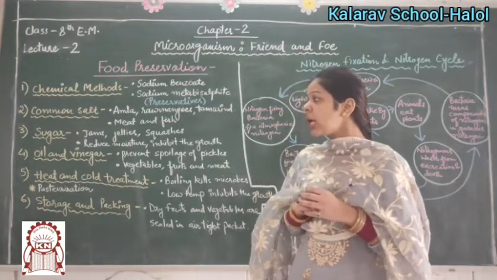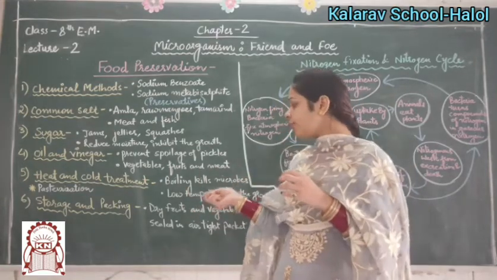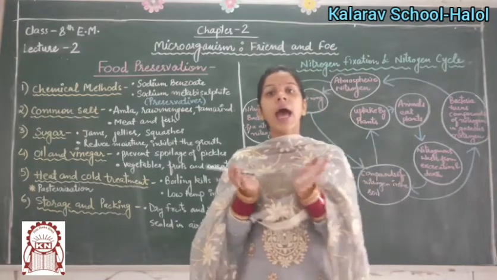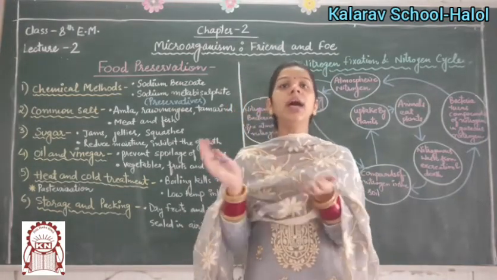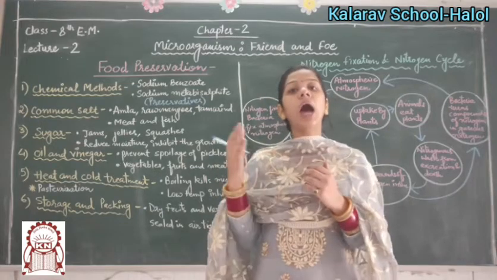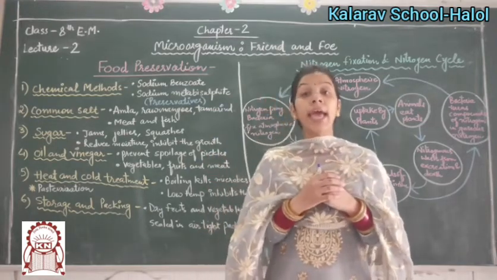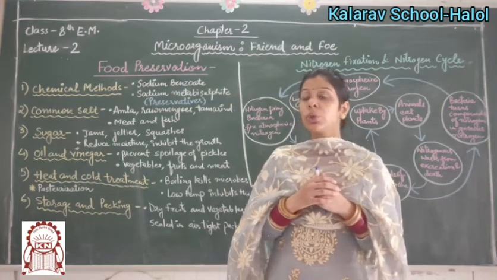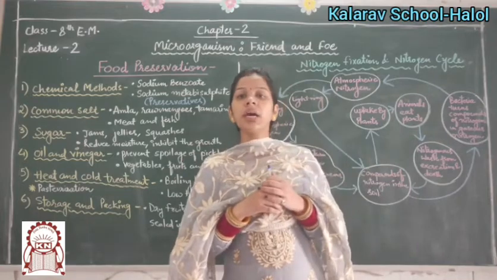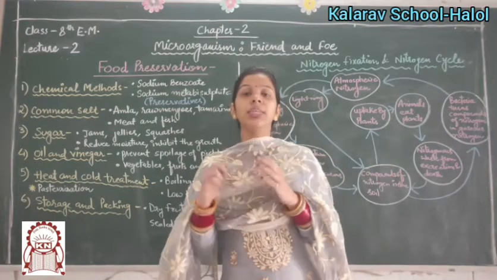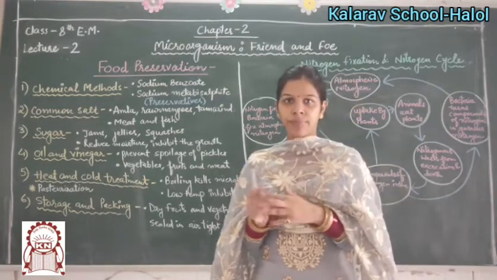So next is prevention by storage and packing. Dry fruits and vegetables are sealed in airtight containers where the attack of any outside microorganism on the food item can be prevented. So here are the 6 main methods to preserve our food. So this process is food preservation.